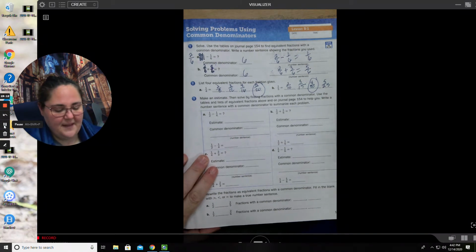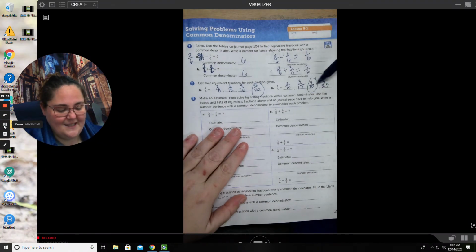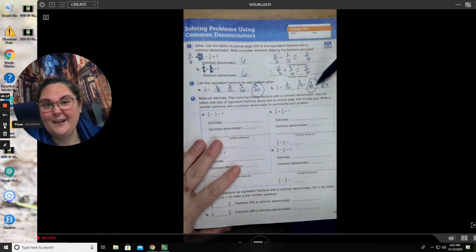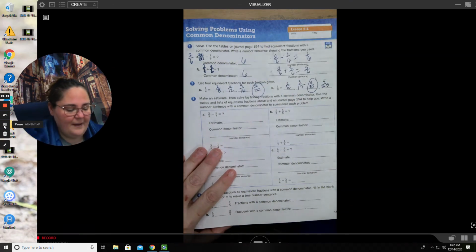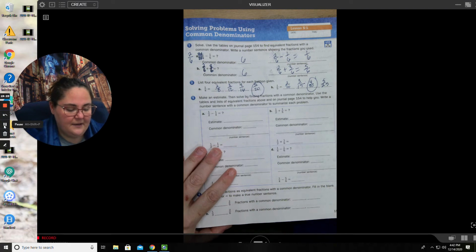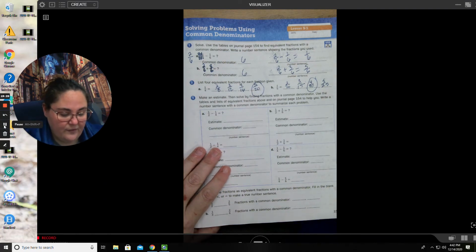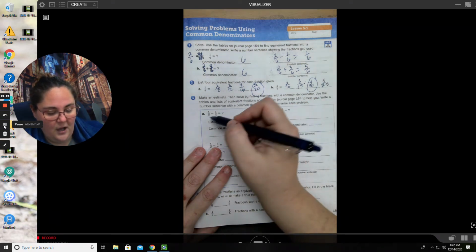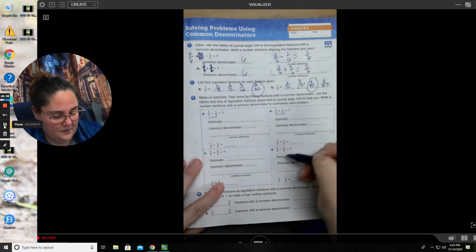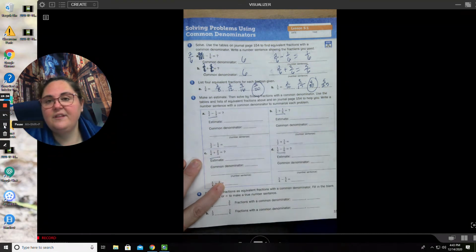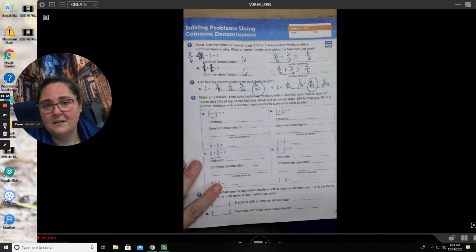All right. Basically, what I did is the same exact thing here, is I found my common denominator quick. Okay. Make an estimate and then solve by finding fractions with a common denominator. Use tables and lists of equivalent fractions above and in the journal to help you. So basically, all of these questions here, I already have lists of equivalent fractions to use. I don't have to do any more math, really. It's already there. I just have to find it.